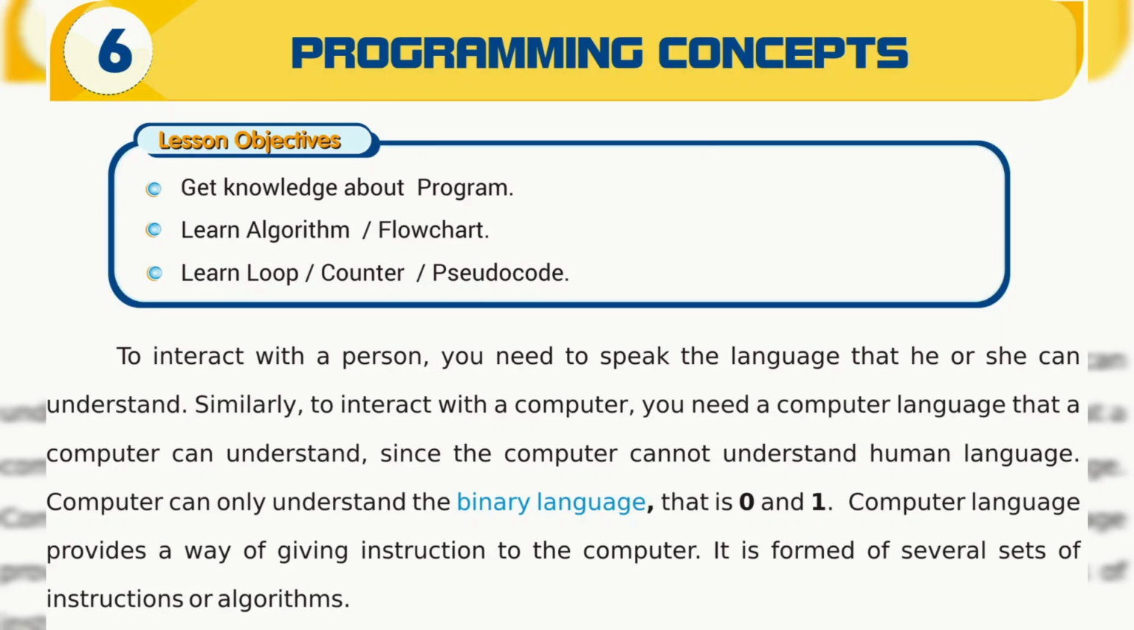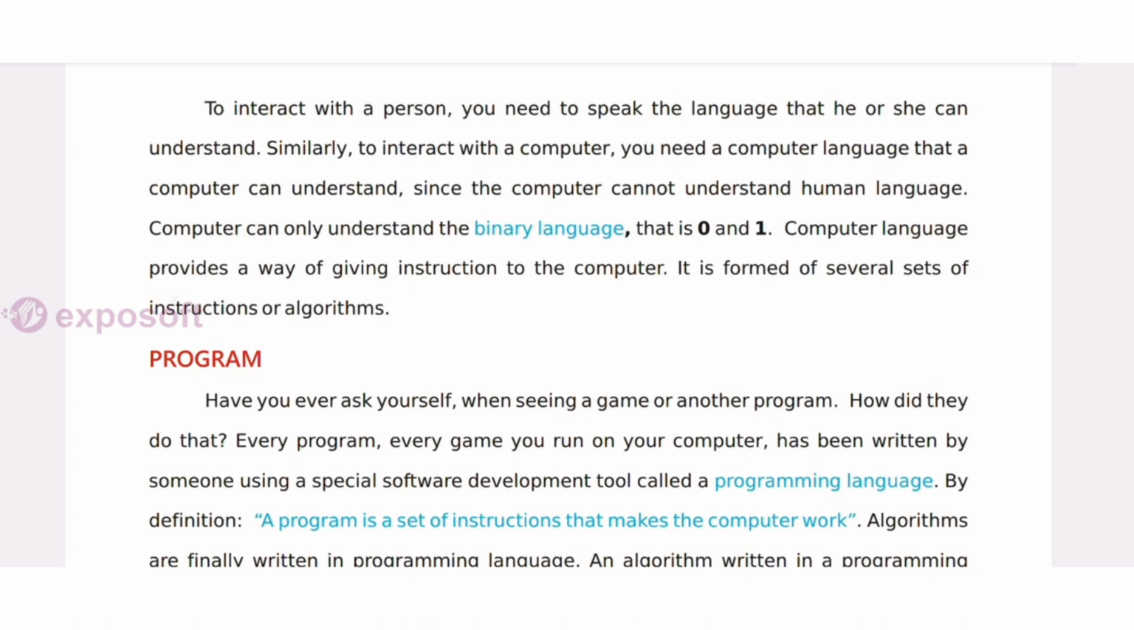Programming concept. In this chapter, we will learn program, algorithm, flowchart, loop, counter, and pseudocode. To interact with a person, we need to speak the language that he or she can understand. Similarly, to interact with a computer, we need a computer language that a computer can understand. Since a computer cannot understand human language, it can only understand the binary language, that is 0 and 1.